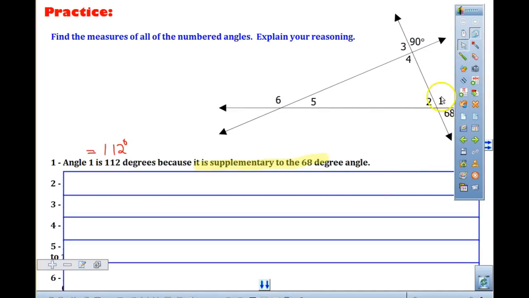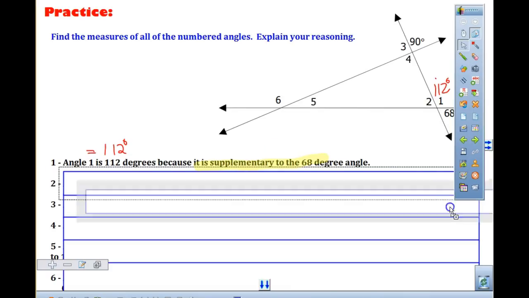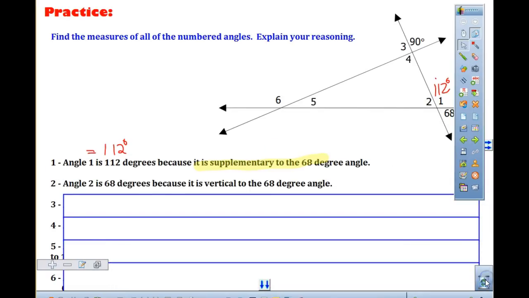The next one. So we know this is 68. And as you do some of your pictures, I would write in the information as you're looking at that. 112. So now we know this is 112. What do we know angle 2 has to be? Angle 2 has to be 68 because in relation to the 68 degree angle, it is vertical. So again, 68 degrees. And again, you can write it and not write out the word degrees. Vertical to 68 degree angle.